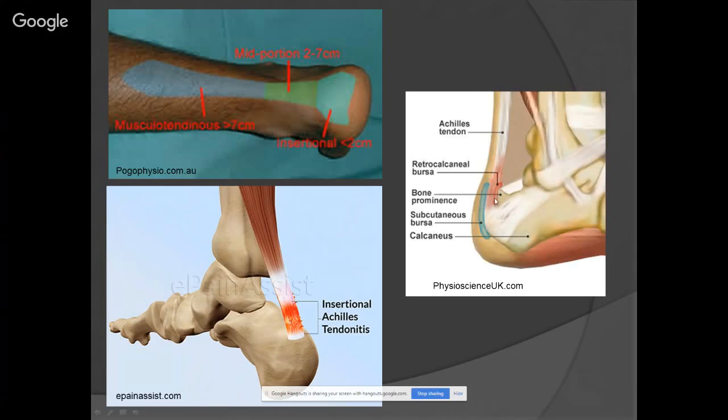There's also a small bursa, shown the red one here, that's called the retrocalcaneal bursa. This is gliding and protecting the tissue, the tendon on one side where the bone attaches, and this one is more protecting it, the subcutaneous bursa, where the bone and tendon articulate to the skin. So there are two bursas.